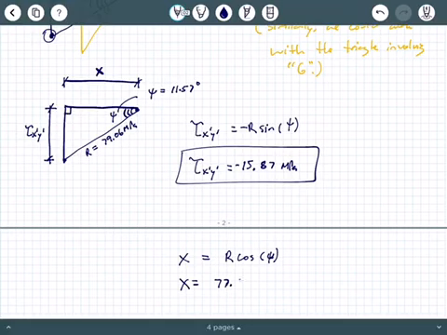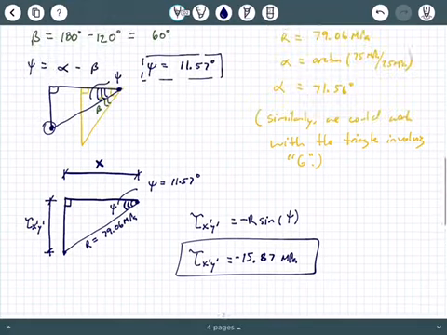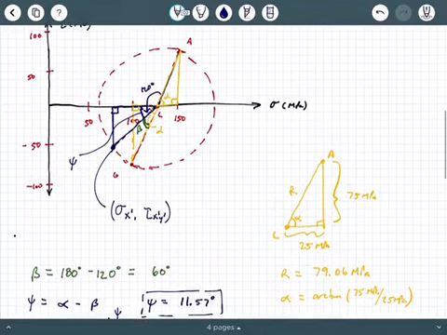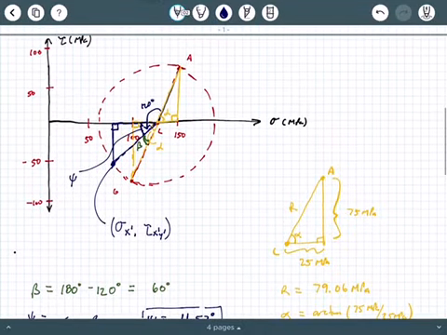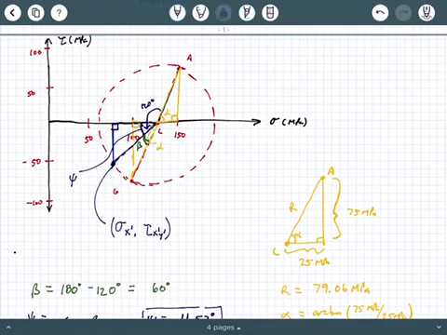Now I need this x value. I'm going to say x equals radius times the cosine of psi, okay? And so x equals 79.06 times the cosine of 11.57. So that's 77.45 megapascals. But is that sigma prime x?